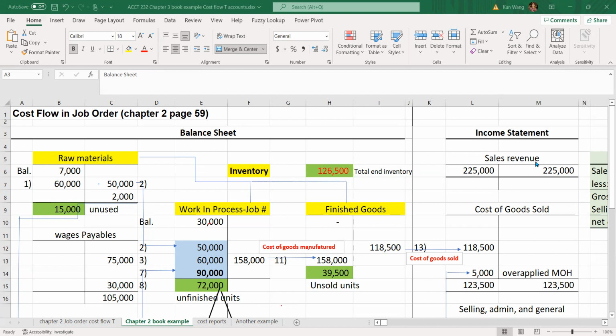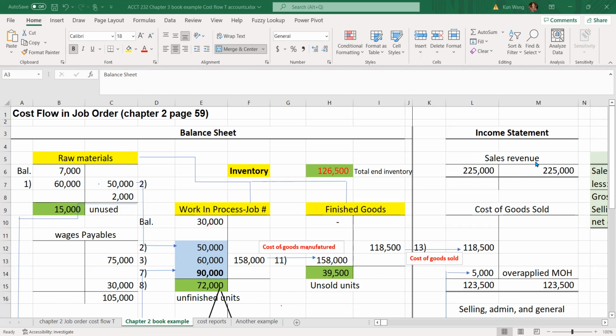So in chapter 2, we learned how, under the job order costing system, to track the three types of manufacture costs and determine the total cost and unit cost of the jobs. Most importantly, we introduced how to use the predetermined overhead approach to allocate the overhead, which is the indirect manufacture cost, to the different jobs.